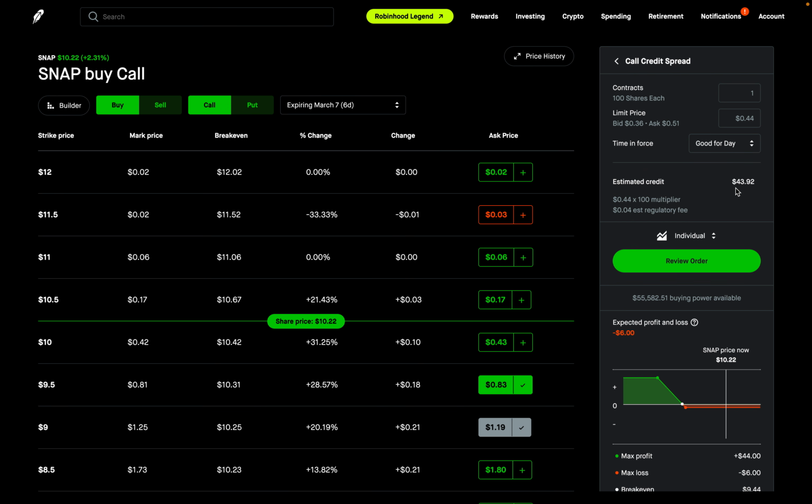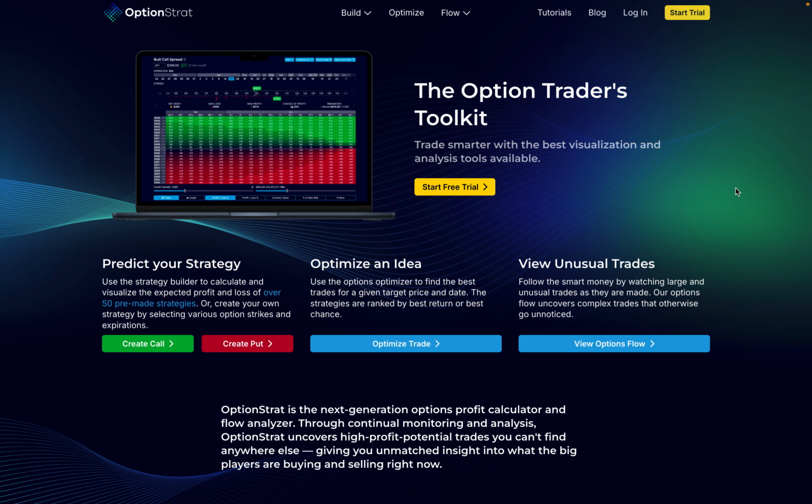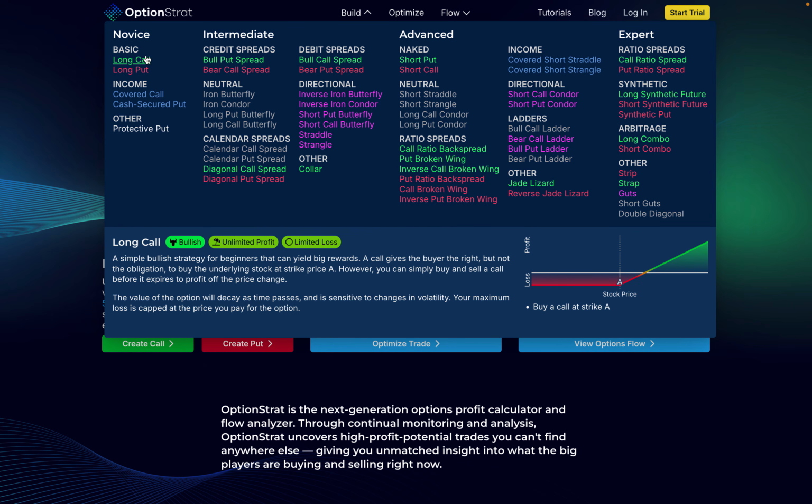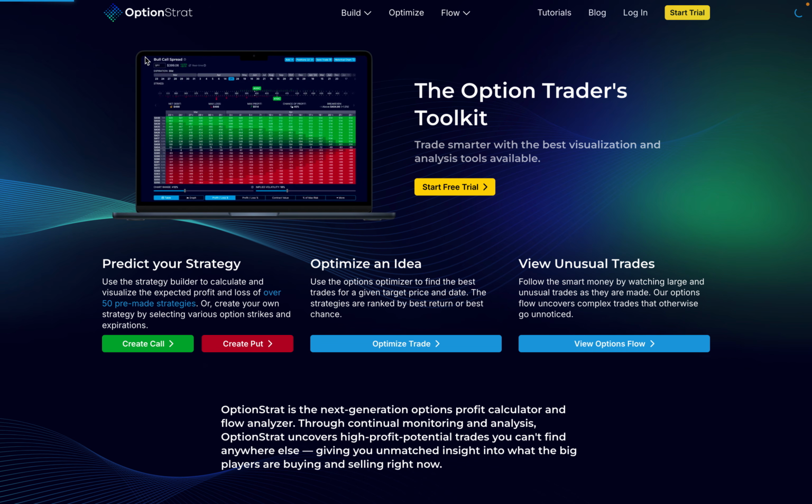And so let's go over to OptionStrat now. Let's visually take a look at what this trade would look like. So I'm going to go over to OptionStrat. I'll put a link to OptionStrat in the description below. This is a really great options visualization tool, and I'll show you what I mean by that. So I'm going to come into build, and I'll just start with a regular call here.